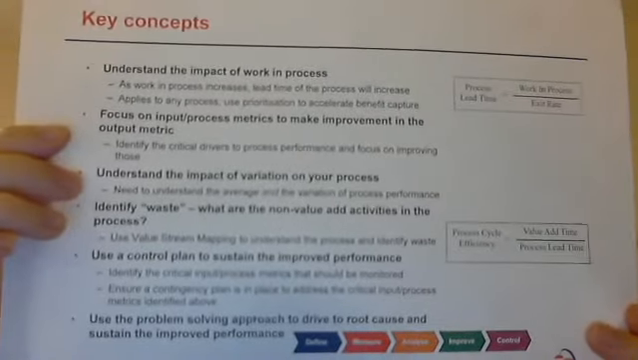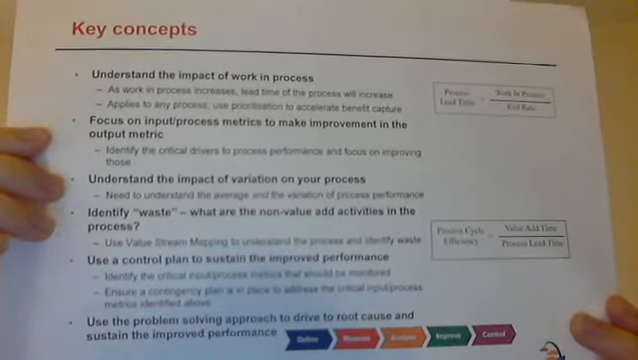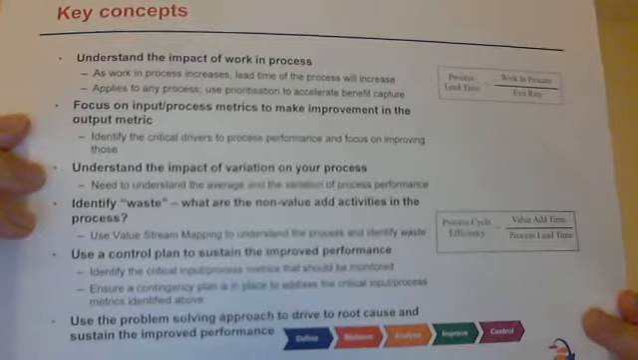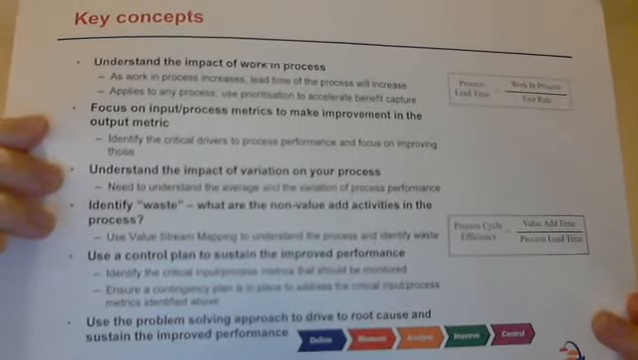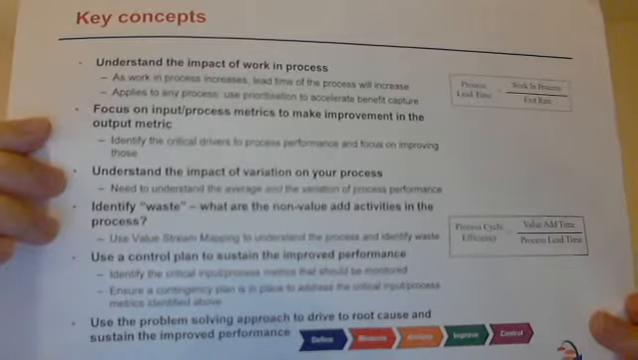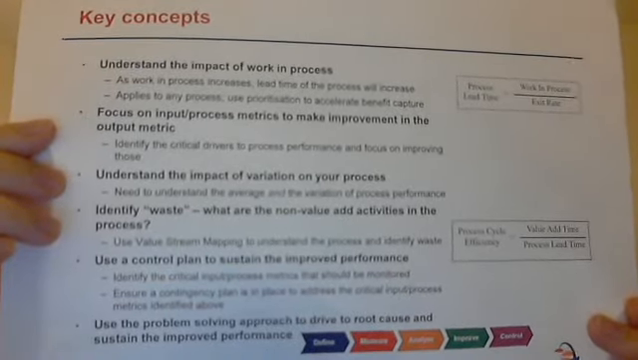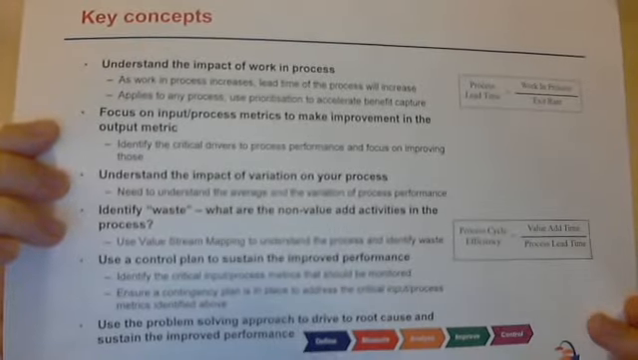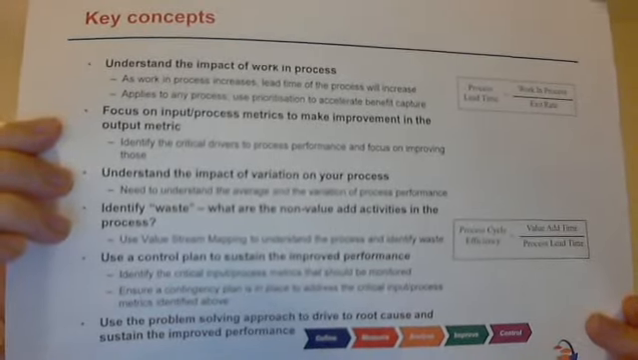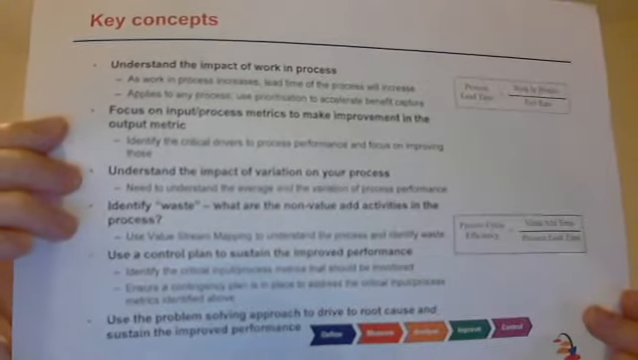Focus on input metrics to make improvement in the output metric. Identify the critical drivers to process performance and focus on improving those. Understand the impact of variation on your process. Need to understand the average and the variation of process performance. Identify waste. What are the non-value add activities in the process? Use value stream mapping to understand the process and identify waste.